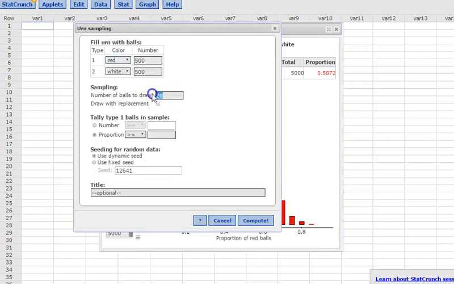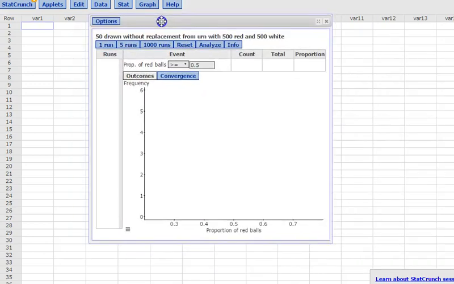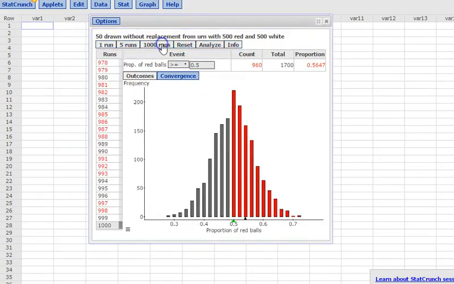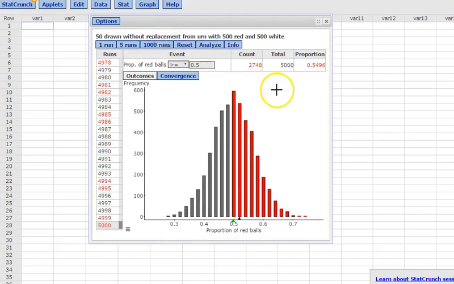So let's say instead that I take a sample of 50 instead of a sample of 20. Let's make the sample size bigger. Let's do 5,000 runs again. Now notice with a sample of 50, there's a lot more different statistics I could get. I could get here 0.52, 0.54, 0.56, etc. So this is broken down into smaller bars.